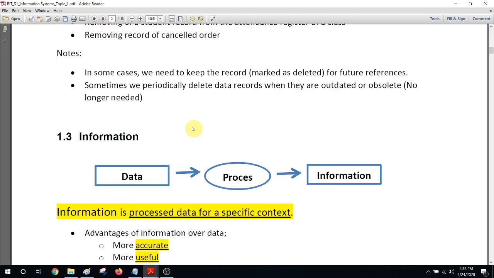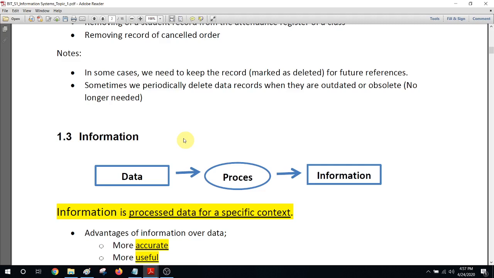Right, so now let's move on to information. This is the most important concept for us. Your degree is Bachelor of Information Technology, and this subject is information system. You can see the word information everywhere. Information means processed data. That is very important to understand. If someone asks what is information, information is processed data.